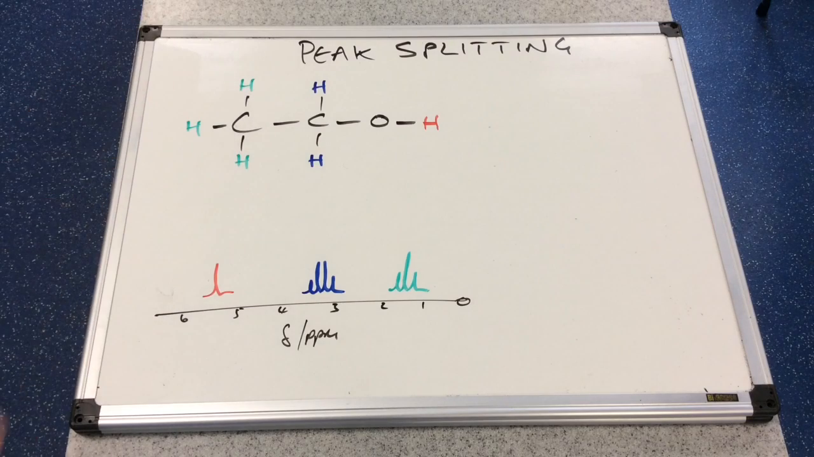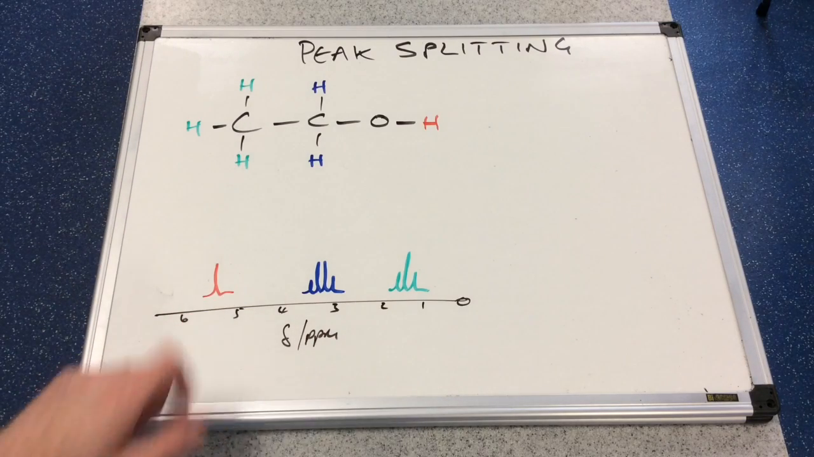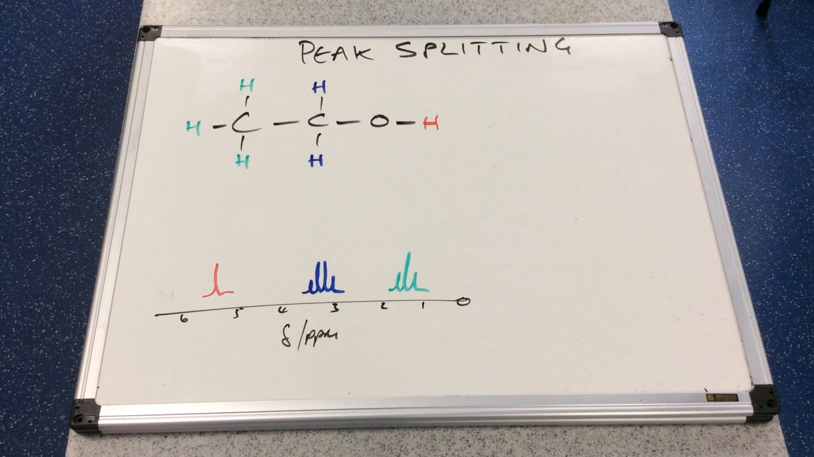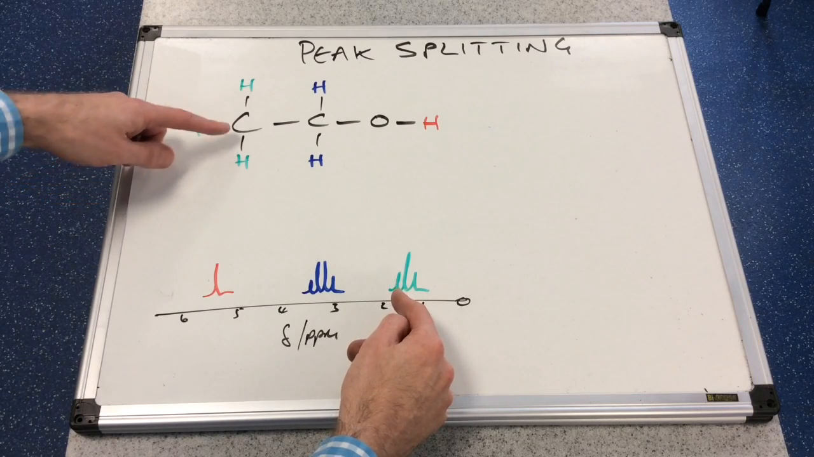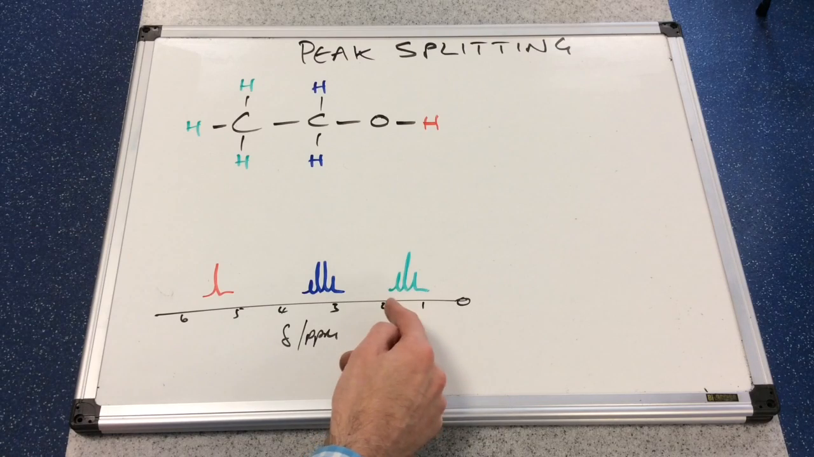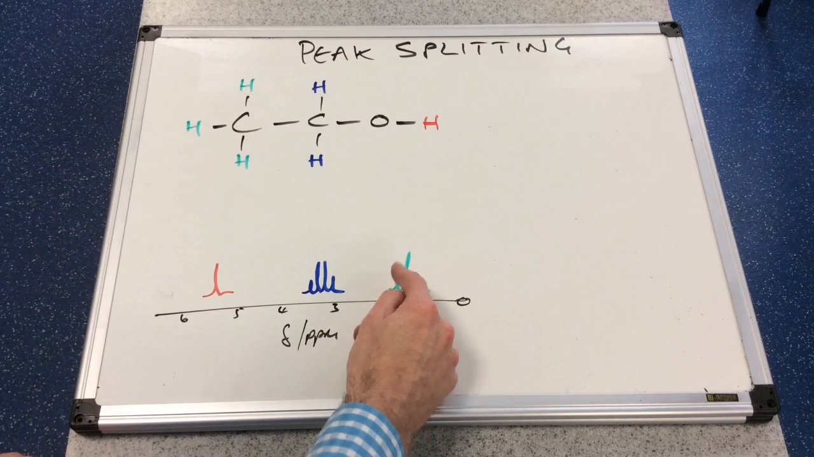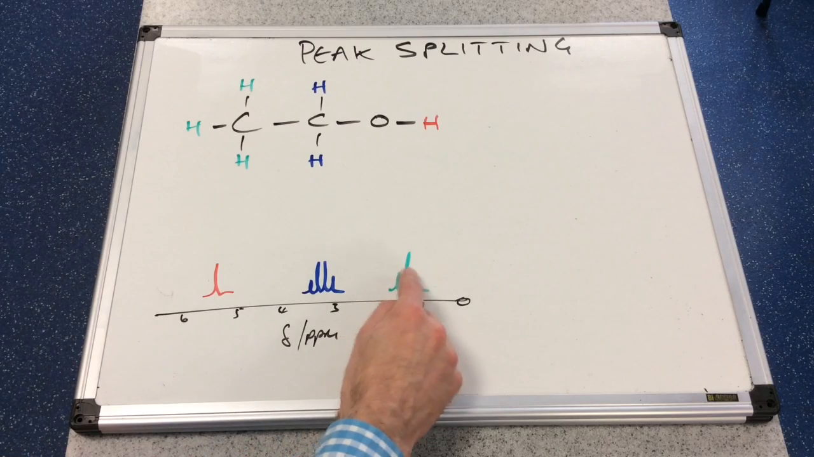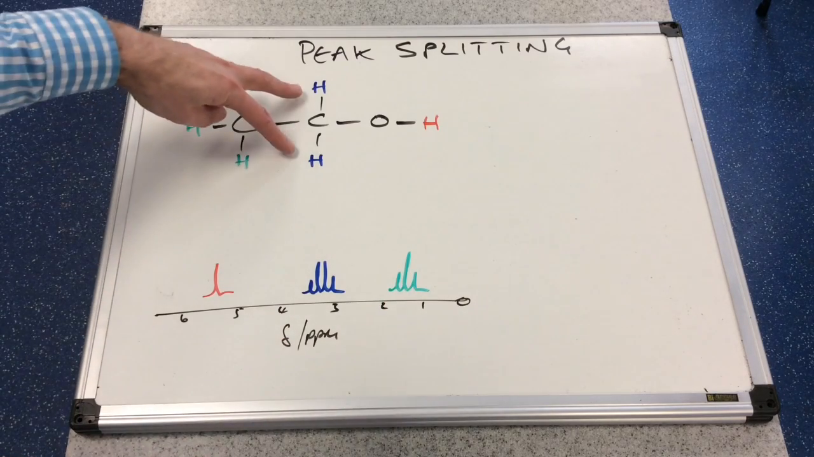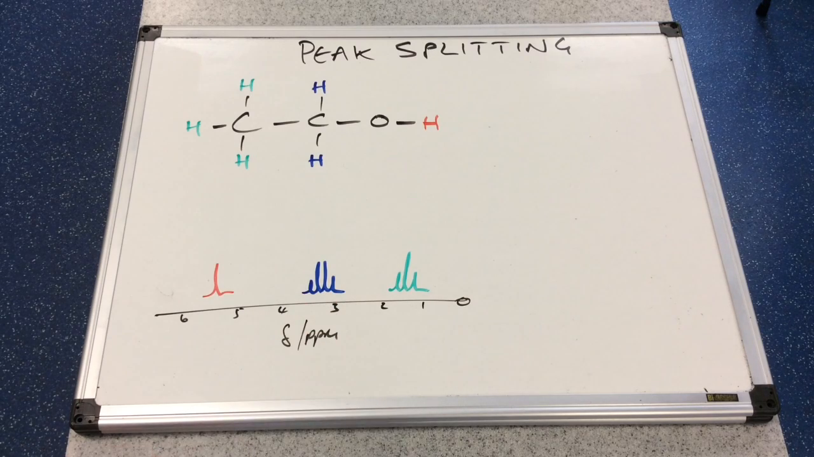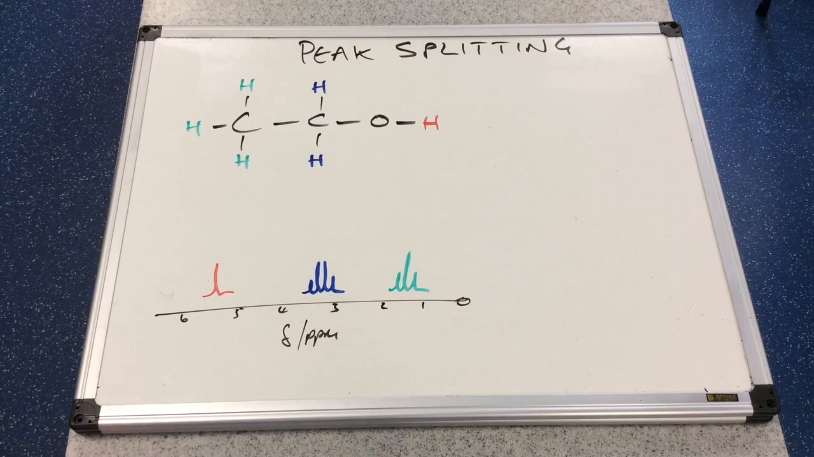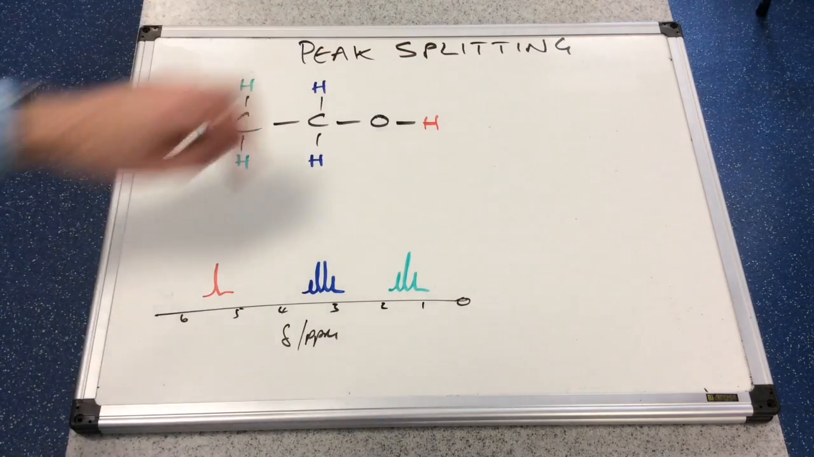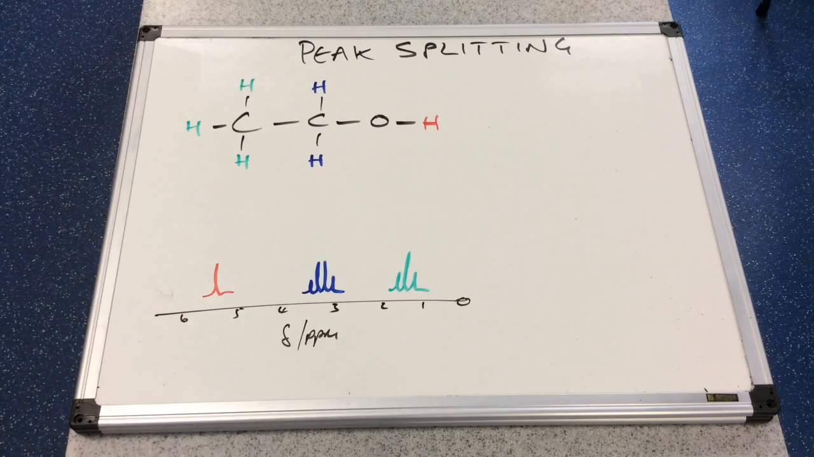So going back to ethanol, it would look something like this if peak splitting was shown in the spectrum. So remember, the shift value tells us the environment. The green protons are resonating somewhere between 1 and 2, and they are coming out in a pattern that we call a triplet. So that's got 3 peaks to it. The blue protons, somewhere between 3 and 4, come out as what we call a quartet. So we've got 4 peaks, and the red proton is coming out as what we call a singlet.